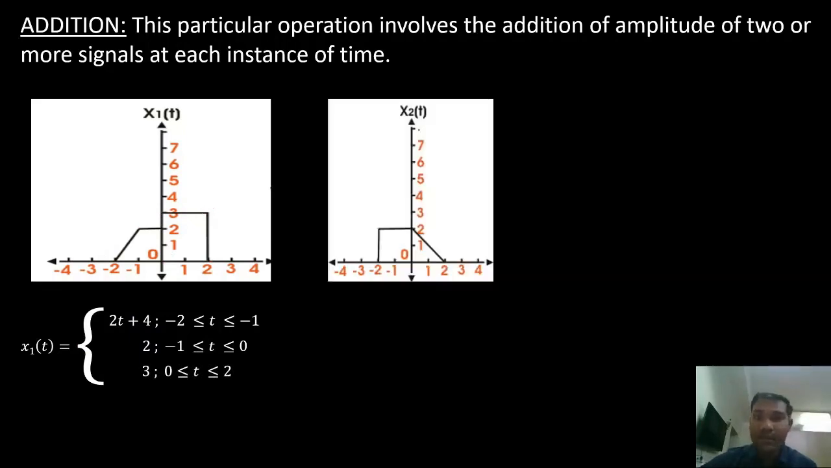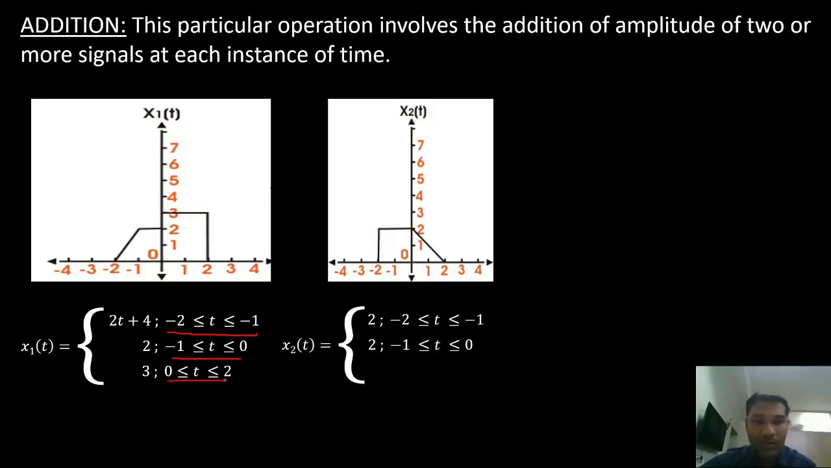Then this is the other signal. This signal we have from -2 to -1. What do we have? I'm taking the same range. From -2 to -1, the value of x2 of t is 2. And again from -1 to 0, the value of x2 of t is 2. And from 0 to 2, we have to find the equation again.